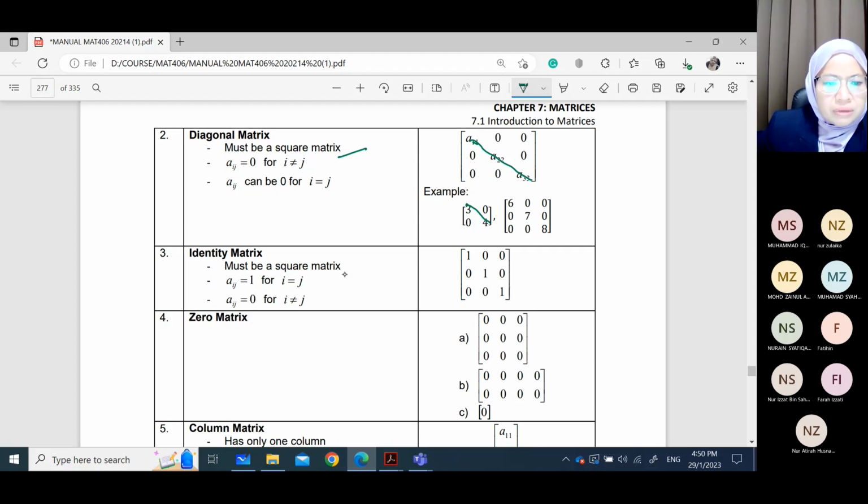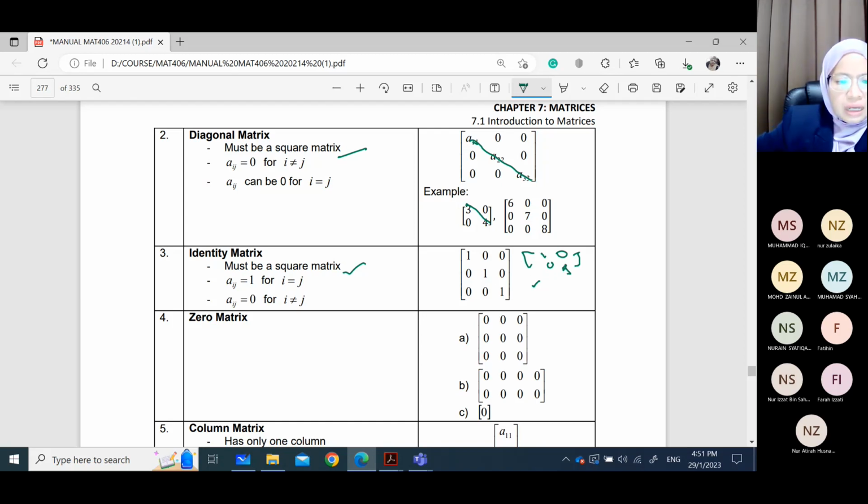Okay, so next we have identity matrix. So identity matrix pun mestilah square matrix. Dan ada as a diagonal. Okay. And the number of the diagonal is 1, 1. Okay, so bila kita sebut identity matrix, number yang ada dalam matrix tersebut adalah 1 dan 0. Okay, so susunan dia adalah 1, 0, 0, 0, 1, 0, 0, 0, 1. So ini kita panggil sebagai identity matrix. So bila sebut identity matrix, yang ini. Okay, so kalau untuk 2 by 2 matrix, so identity dia it will be 1, 0, 0, 1. So ini adalah identity matrix for 2 by 2 matrix.